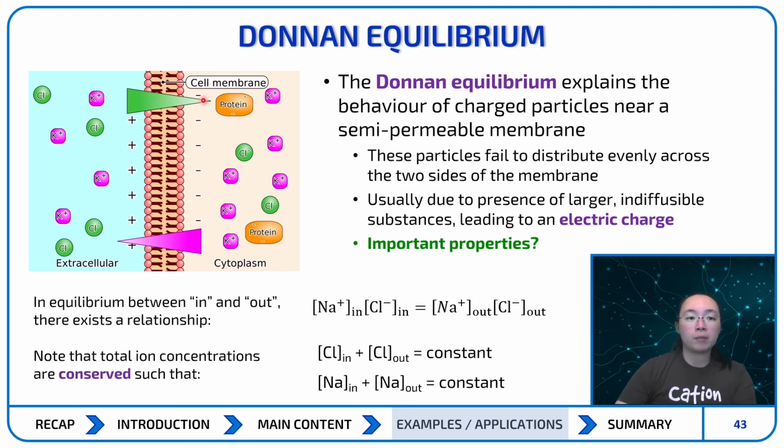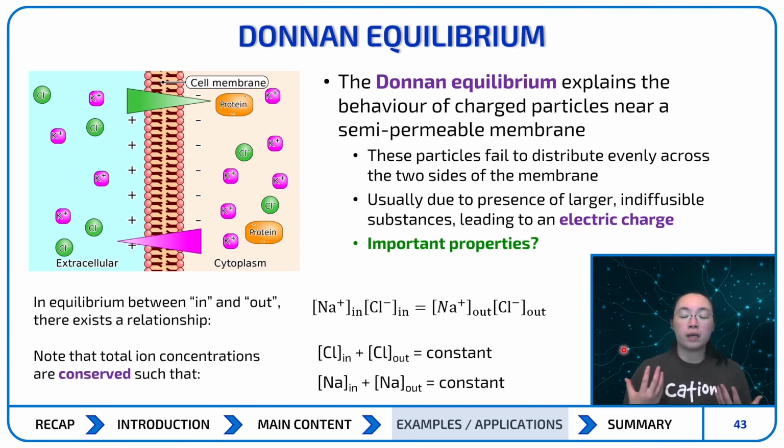But what happens if you have the existence of some charged proteins that are too large to go through the membrane? That means you're going to permanently have some sort of unmovable charge on one side of the membrane, and that causes an imbalance. So there are some particles that fail to distribute evenly across the two sides of the membrane, like large proteins or ions that just can't move across. In that case, it leads to an electric charge and an electrostatic potential between the two sides of the membrane.